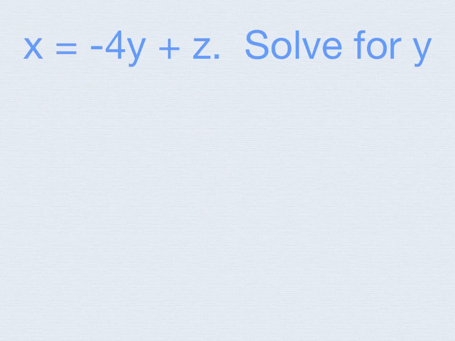One more time. x equals negative 4 times y plus z. Solve for y. In this case, the z is the constant. So because I said negative 4y plus z, we need to do the inverse there, and we will subtract z from both sides. Since I can't do x minus z, it has to stay like this.